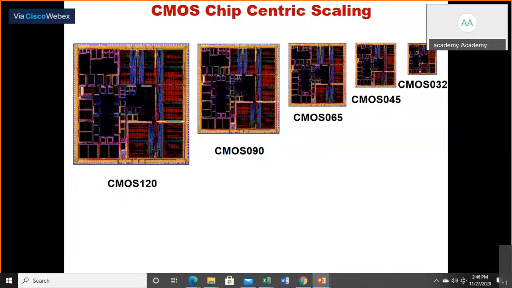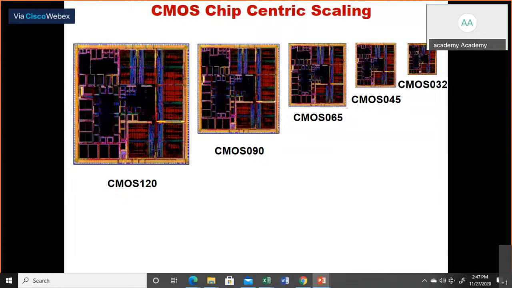CMOS 130 nanometer technology is changing from 130 to 90 nanometer technology, and then 90 nanometer to 65 nanometer technology, right? So these are some changes that happened over a period of time. Most of the students might be aware of this change.